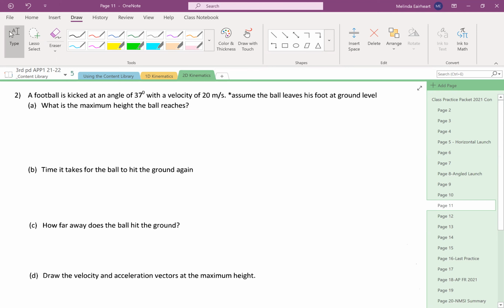4 things. What is the maximum height that the ball reaches? Height, we're thinking vertical there, right? The time it takes for the ball to hit the ground again. Time is dependent on which axis? Vertical. And so I'm just kind of getting thoughts down as we go. And then how far away does the ball hit the ground? AKA, what are we solving for? What's our vocab word? How far away?